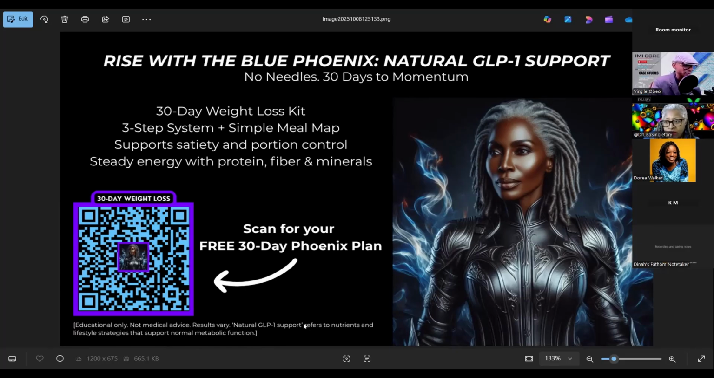Even as a disclaimer, for me, it's a strong interest grab. Use nutrients and lifestyle strategy that support normal weight loss. Right? That's very strong for me. I think it takes the medical context out of this statement, right? GLP-1, okay, what is it?